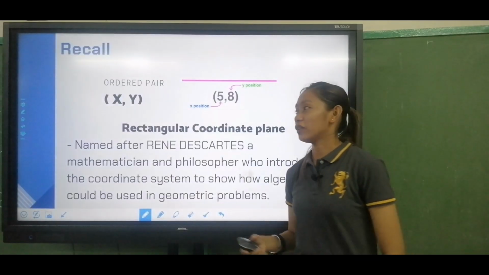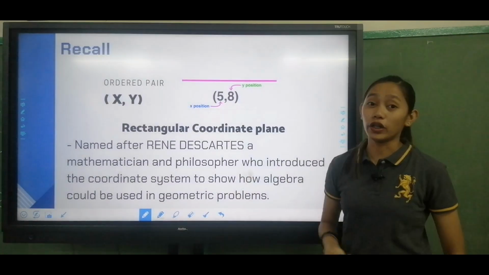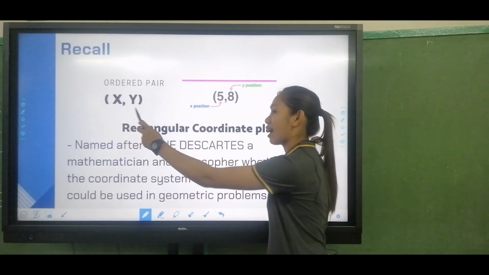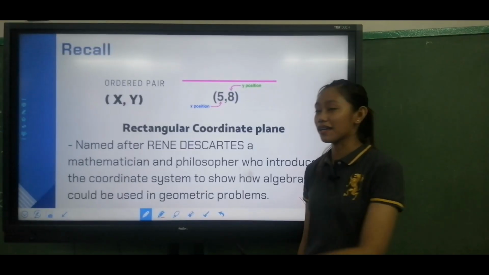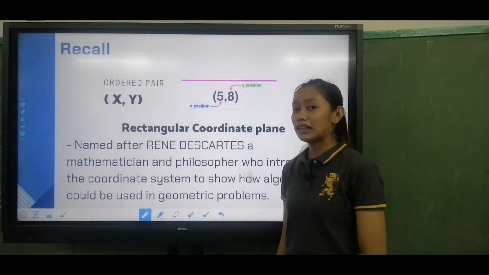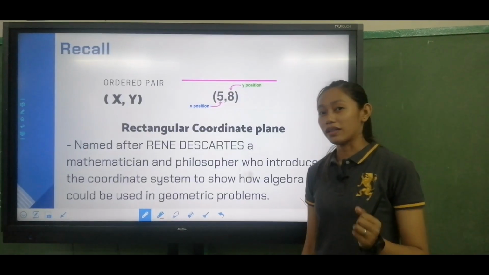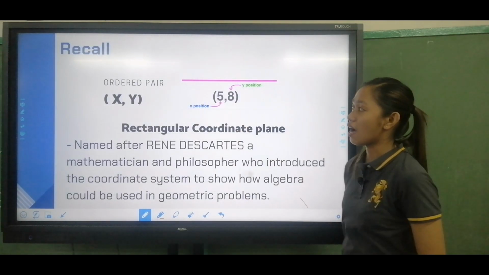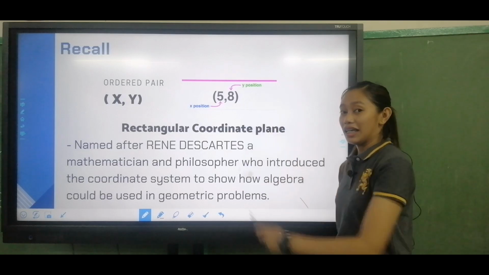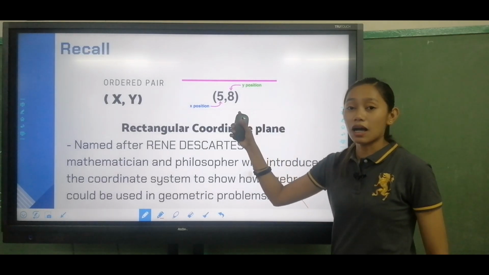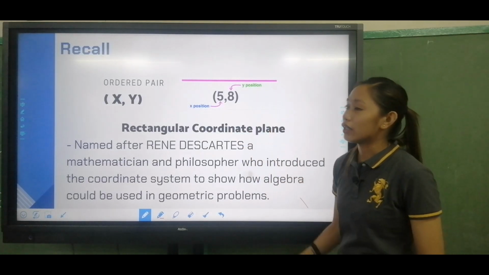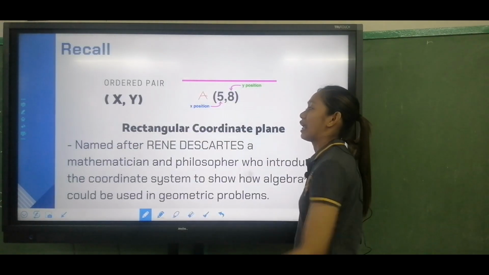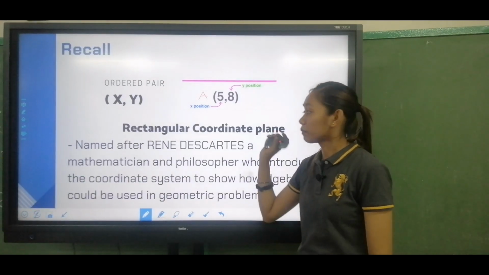In plotting a point, we have an ordered pair. An ordered pair is composed of x, y. So, palagi pong mauuna si x kay y. And in naming a point, kailangan po it is always a capital letter. Example, here we have 5, 8. If 5, 8 is our first point, we need to name it. Example, point A. So, ganun lang po palagi.